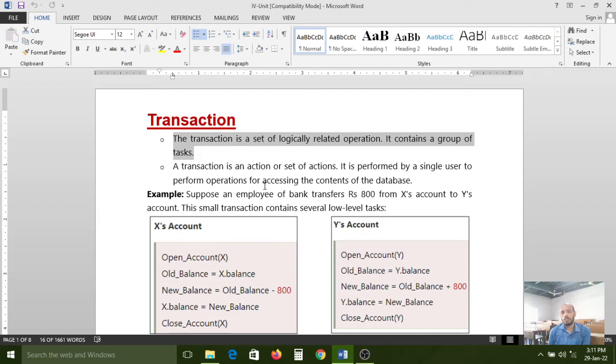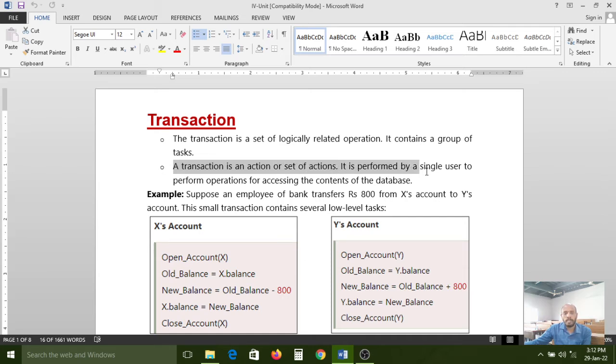So one task is equal to one operation. A transaction contains a set of tasks. One transaction contains a set of operations. That's why it is called a transaction. So a transaction is an action or set of actions.